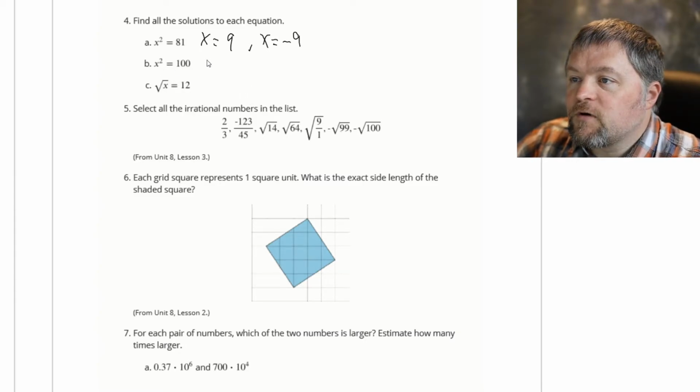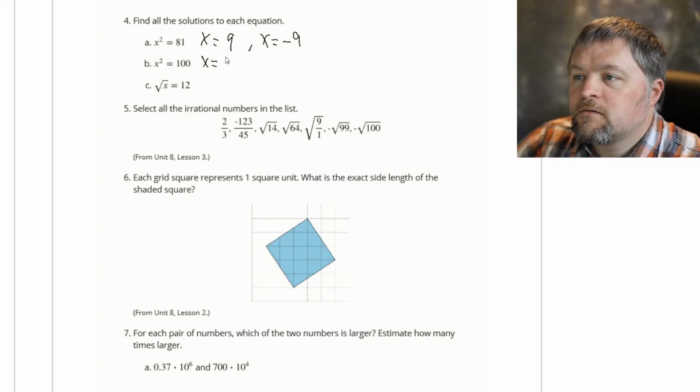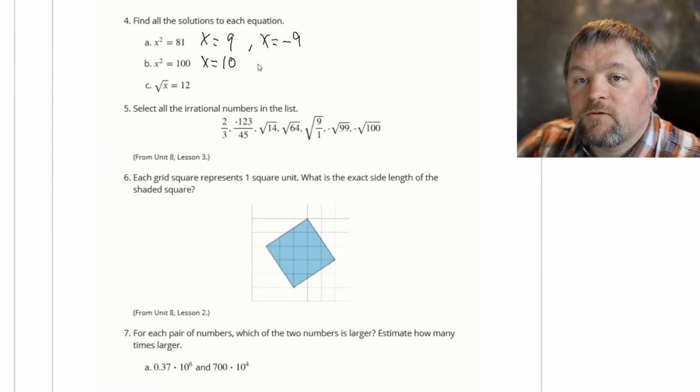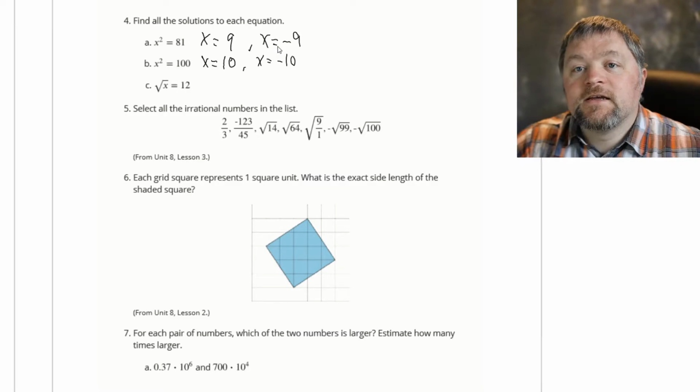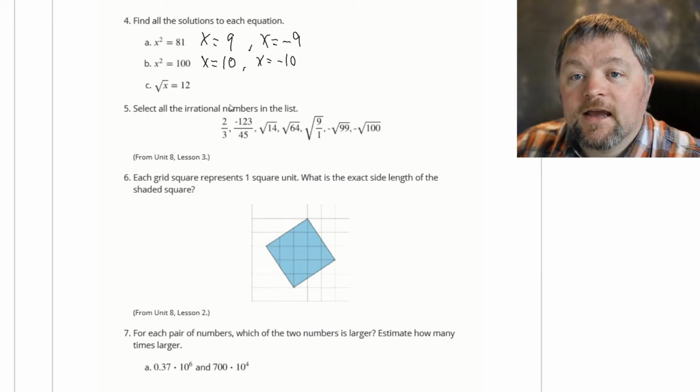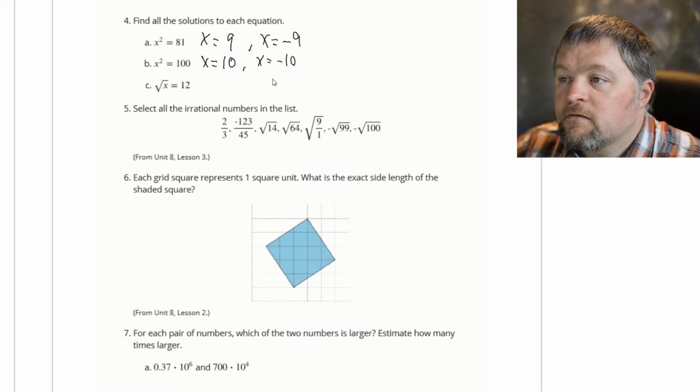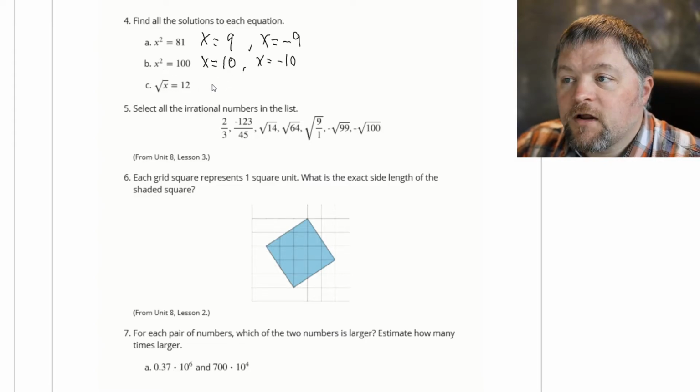X squared equals 100. X equals 10, because 10 squared is 100. Or x equals negative 10, because negative 10 times negative 10 equals positive 100.